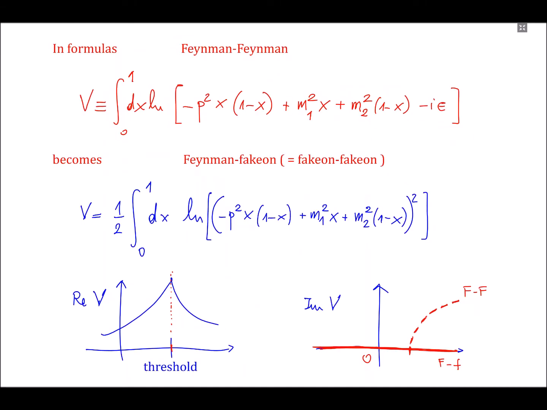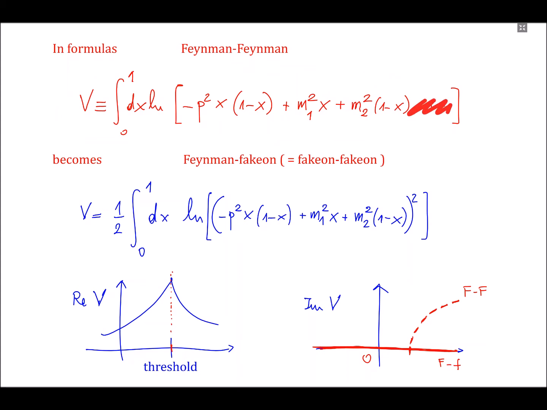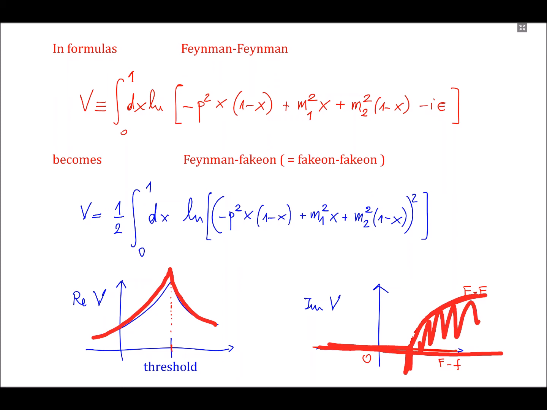And if you use Feynman diagrams, the change is even simpler. You had this integral with Feynman parameters. You eliminate the i epsilon. Now the argument of the logarithm can be negative, so you square it and you divide by 1/2, and that's it. If you plot, the real part will be identical and the imaginary part will be 0, because there is no imaginary part. While in Feynman you have this contribution which starts from the threshold, and this gives the cross-section for the production of those particles.